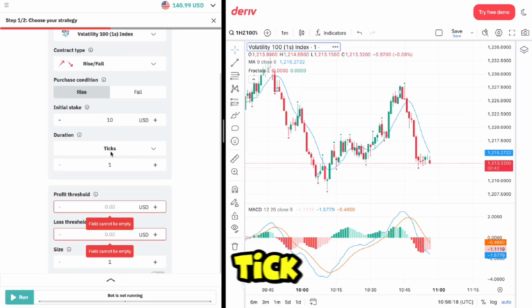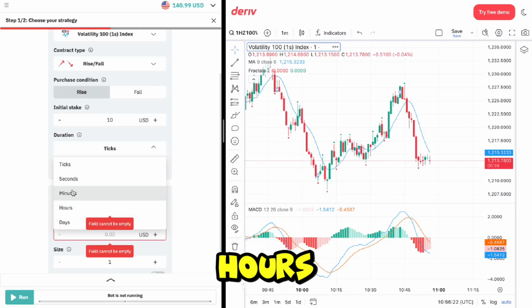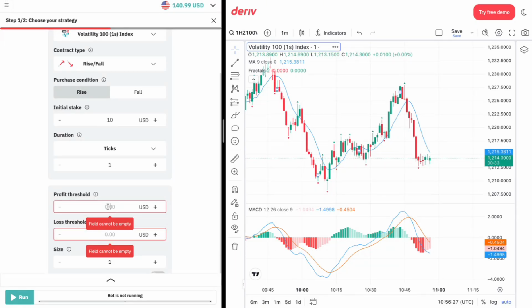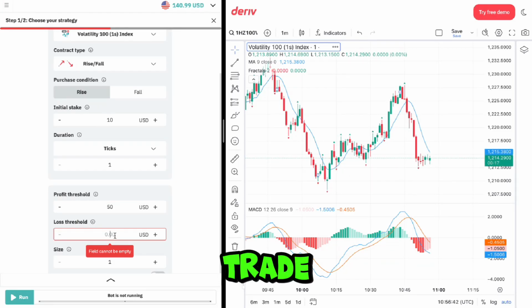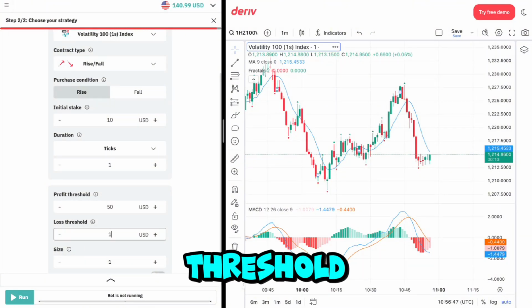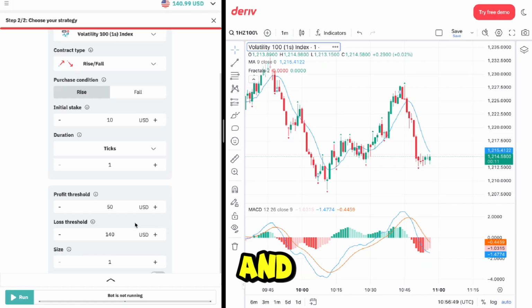And I'll be using one tick. This can go up to 10 ticks, or you can use seconds, minutes, hours, days. But if you're using a bot, just go with ticks. The profit threshold, I want to do, because I want to make $300, I want $50 6 times. So I'm going to trade 6 times to see if I make $50 each time. Loss threshold 140. And you leave it like that.